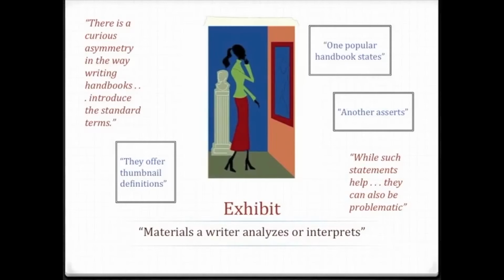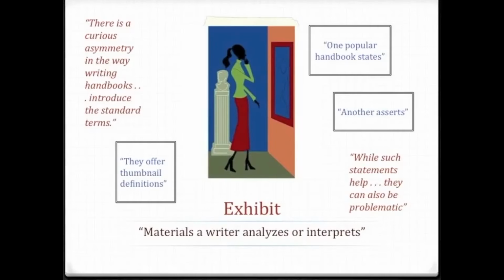So those are exhibits. He looks at them as he would, say, a work of art or a piece of sculpture. And so they are the things, the objects that he looks at. And then I have extracted here, again, a couple of quotations from Bishop. He says these handbooks offer thumbnail definitions, that one popular handbook states a particular possession and another asserts. So he's presenting these to us as objects for our consideration.